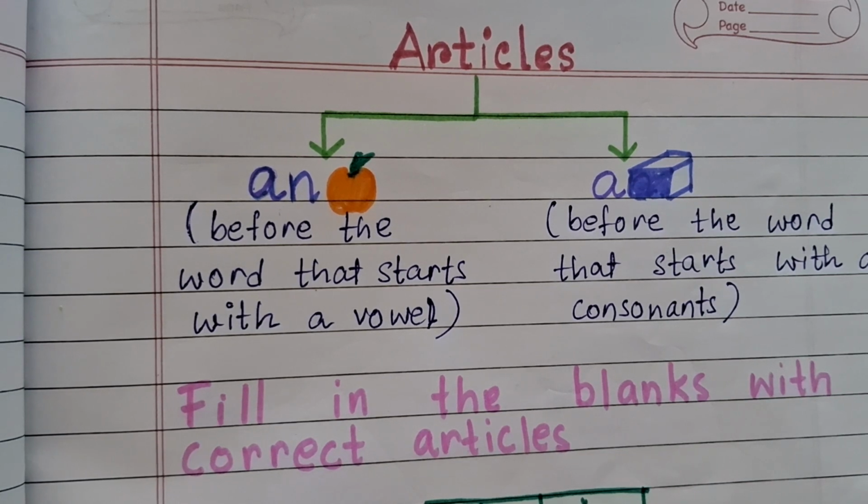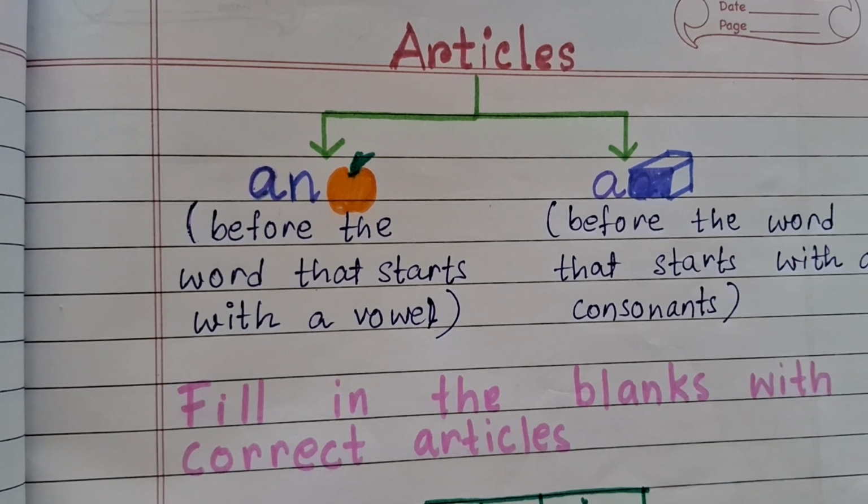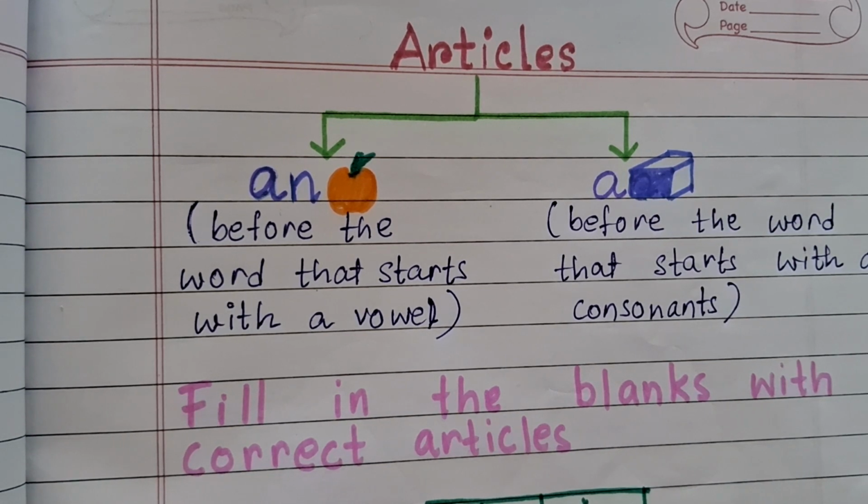But there is a difference in where we will put an and where we will put a. We will put an before the noun or the words that start with a vowel. An apple. Apple starts with the letter A and we all know that A is a vowel. A, E, I, O, U. These are the 5 vowels. And if a word starts with any of these vowels, you will put an before it.